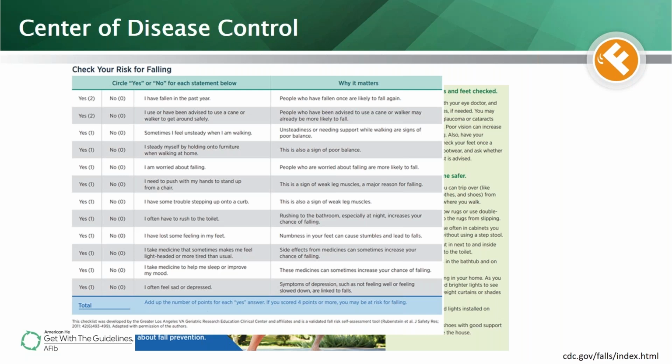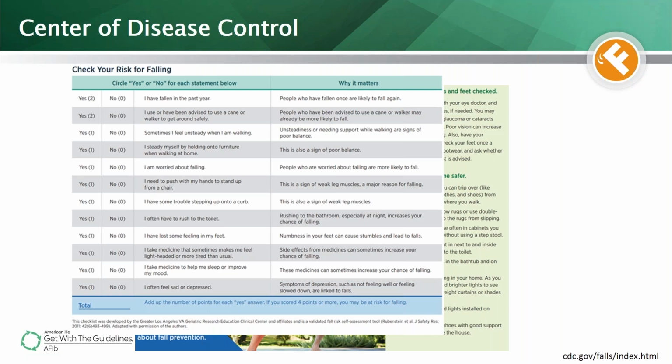Do they need to push with their hands in order to stand up from a chair? This is a sign of weak leg muscles. Do they have trouble stepping up onto a curb? Another sign of weak leg muscles. Do they often have to rush to the toilet? Rushing to the toilet can increase their chances of falling. Have they lost feeling in their feet? Do they have neuropathy or numbness?